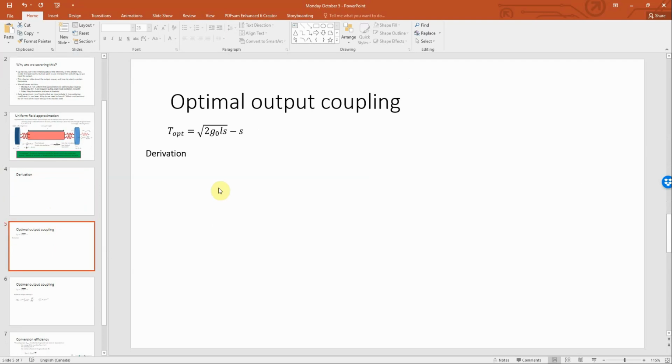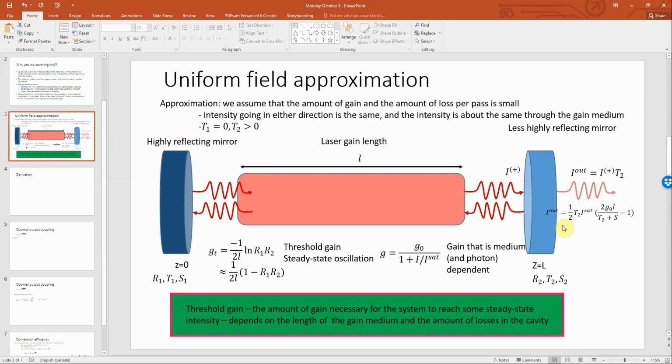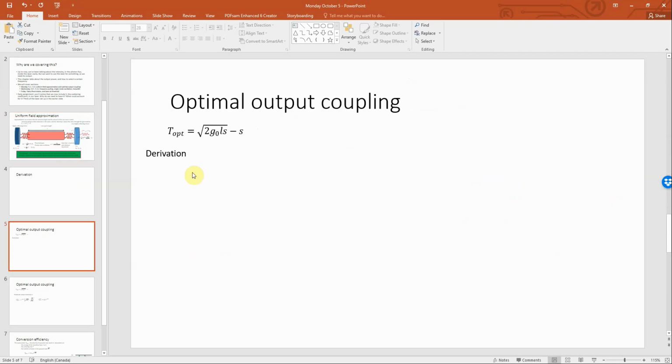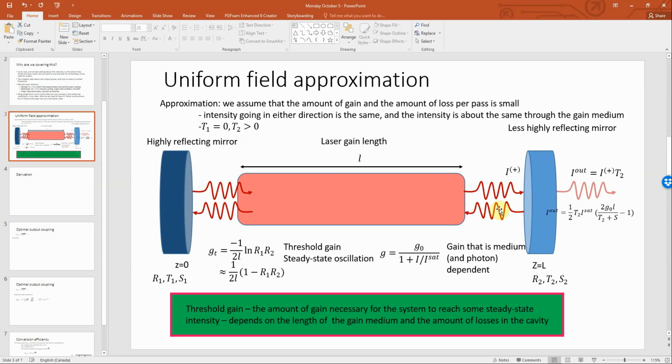The thing that we'll also be talking about is optimal output coupling, and so the optimal transmission coefficient that we'll have for this output coupler is going to be the square root of 2 times this G naught, this gain, times the length of the gain medium times the scattering coefficient, minus the scattering coefficient.